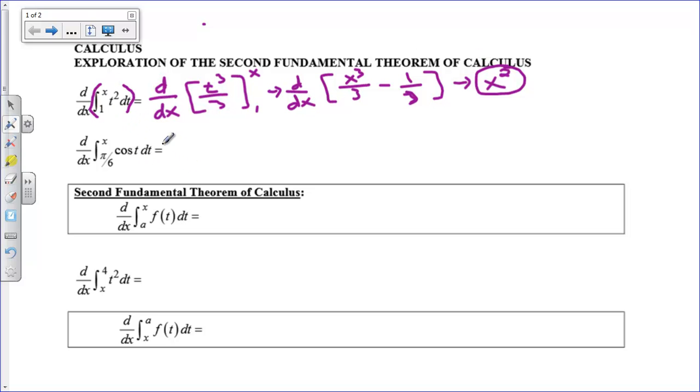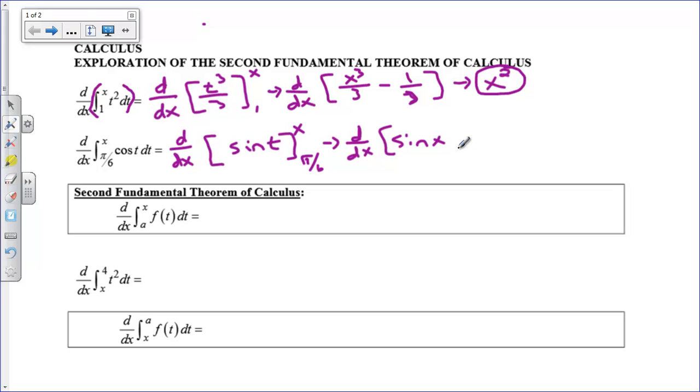Let's try another one. We're going to work inside out. So I'm going to do the integral first, and then I'll take the derivative at the very end. The antiderivative of cosine is sine, and I'm going to evaluate this between pi over 6 and x. Now my fundamental theorem of calculus says you plug the top number in first, replace t with x, so that becomes sine of x, and then we're going to replace t with pi over 6, and subtract that. And the sine of pi over 6, of course, is 1/2.